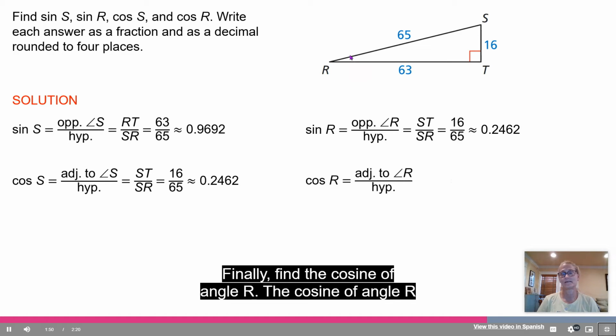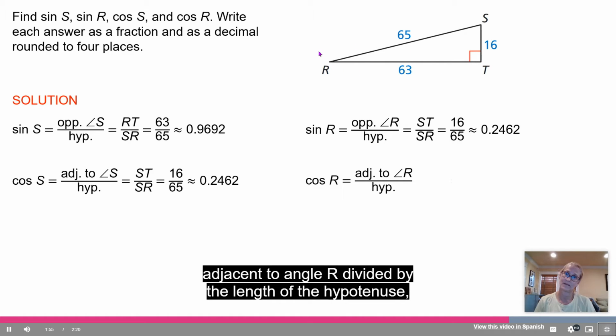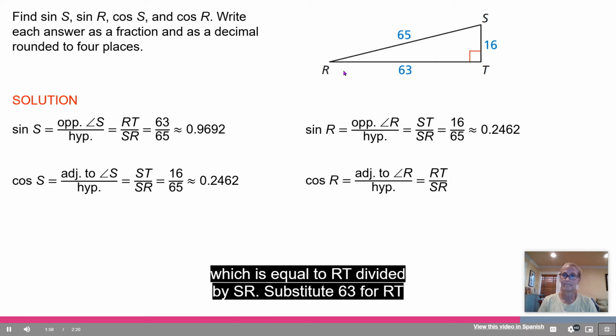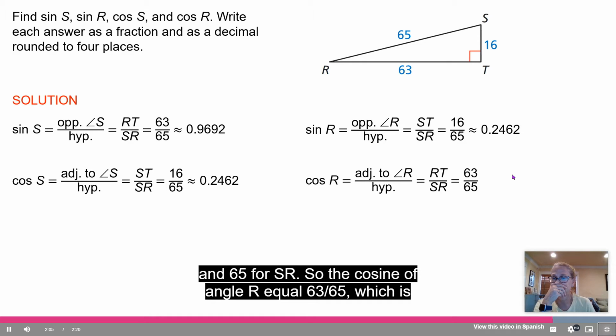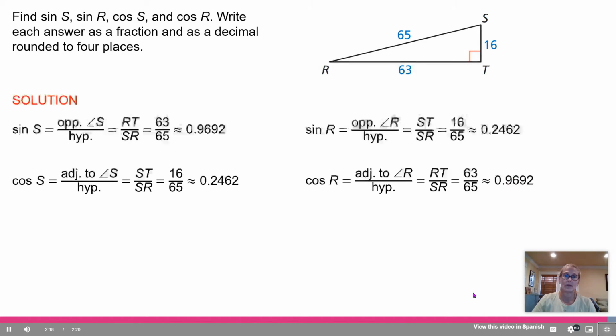Finally, find the cosine of angle R. The cosine of angle R is equal to the length of the leg adjacent to angle R divided by the length of the hypotenuse, which is equal to RT divided by SR. Substitute 63 for RT and 65 for SR. So, the cosine of angle R equals 63/65, which is approximately equal to 9,692/10,000.